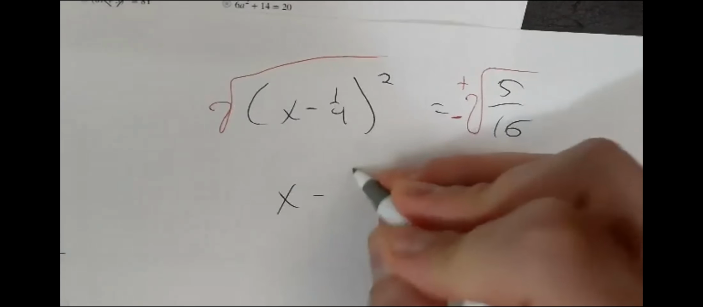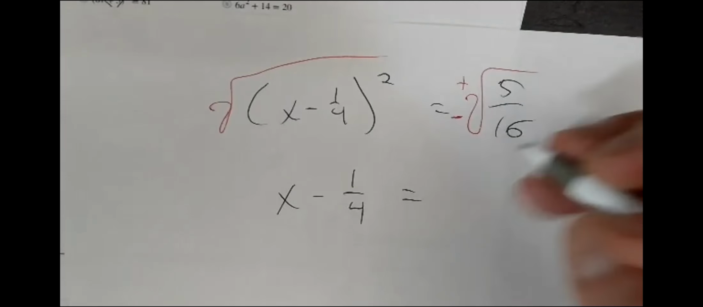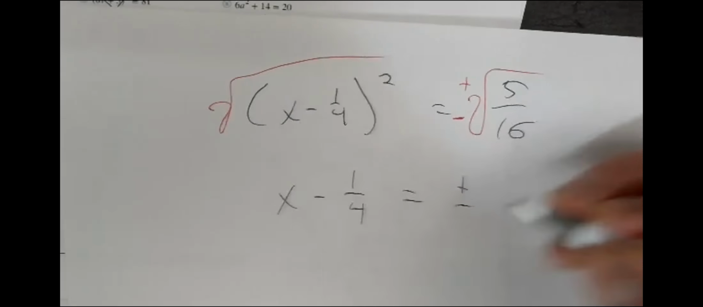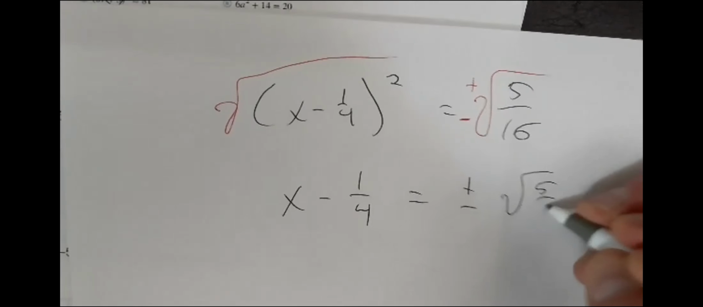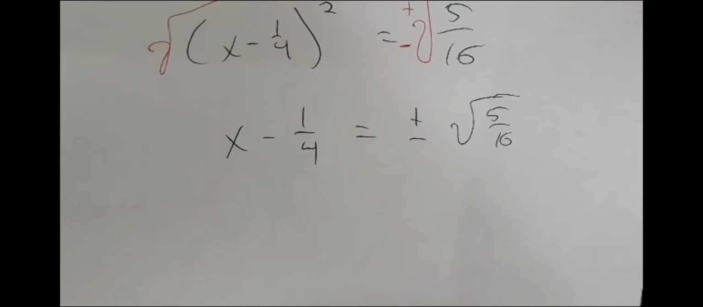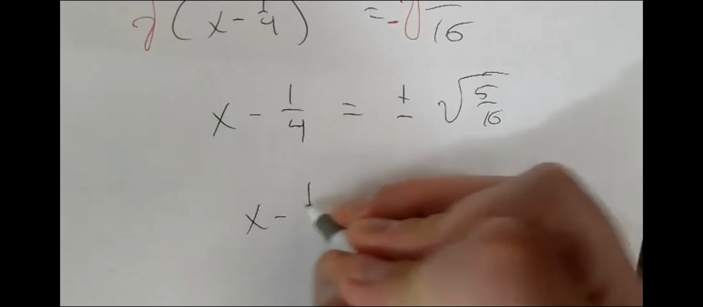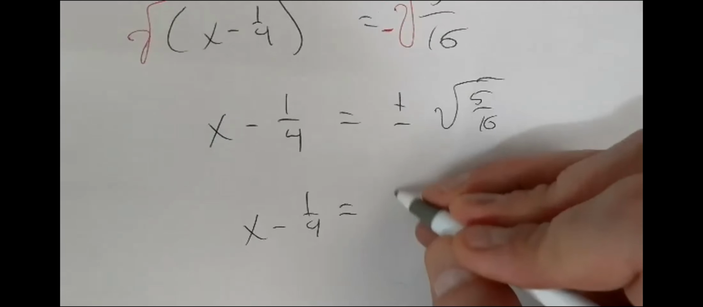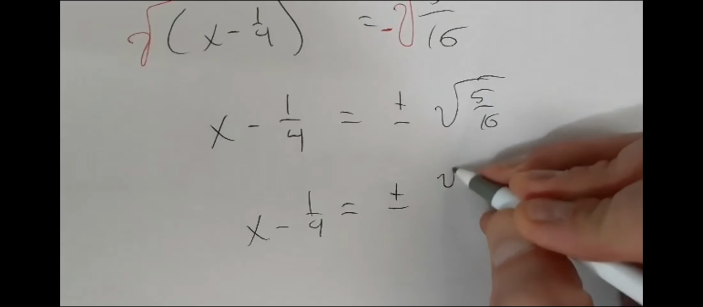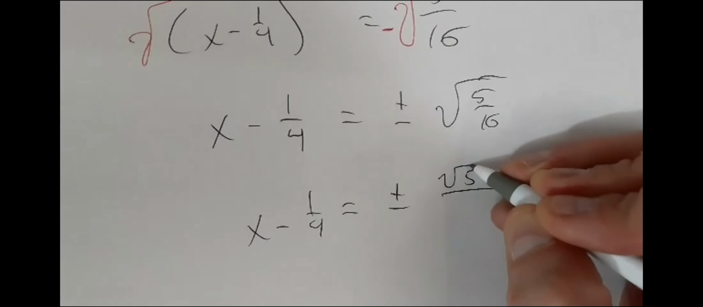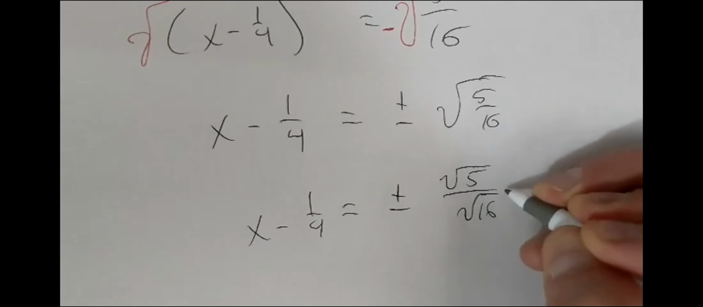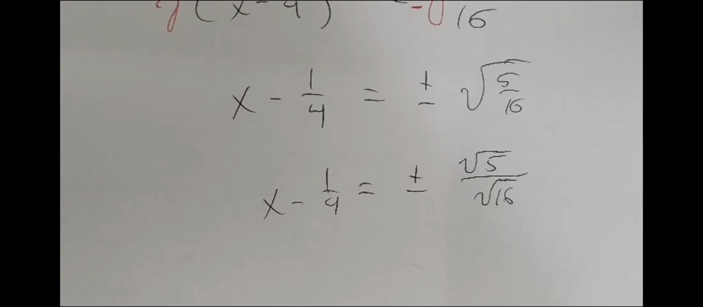This looks like x minus 1/4 now. This is equal to plus or minus root 5 over 16. The way that I would do it is I would separate this root to the numerator and denominator. I think we've done some examples like that. If we have a square root of a fraction, we can think about it as this thing over this thing. Part of the reason why I'm doing that is because I can clean up that denominator, right? Square root of 16 is just 4.